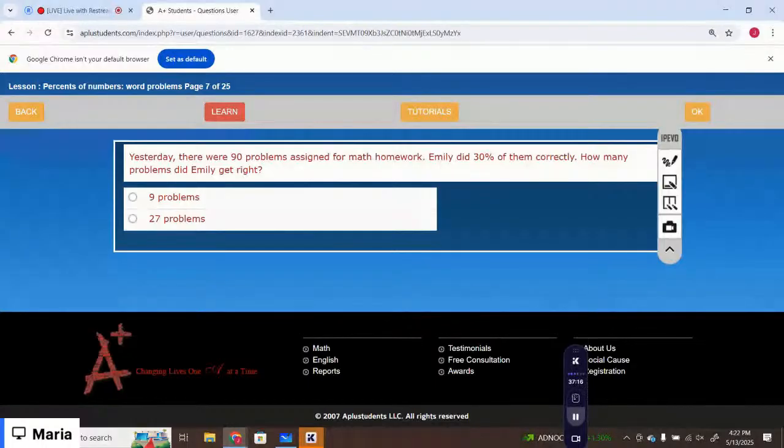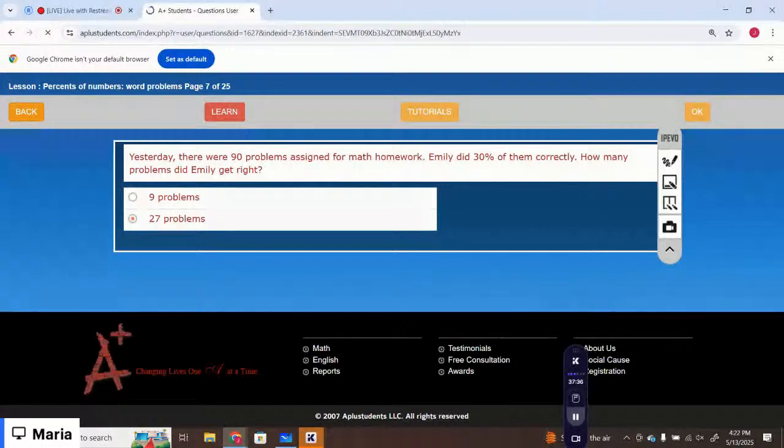Yesterday there were 90 problems assigned for math homework. Emily did 30% of them correctly. How many problems did Emily get right? So which is the correct option? That would be 27 problems. Option number two is the correct option.